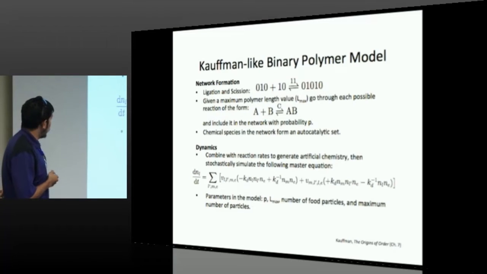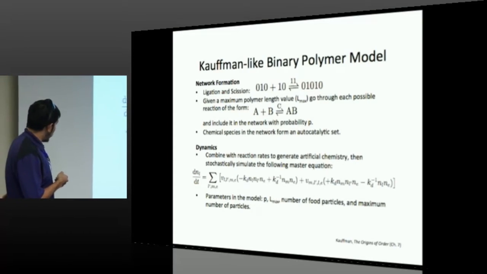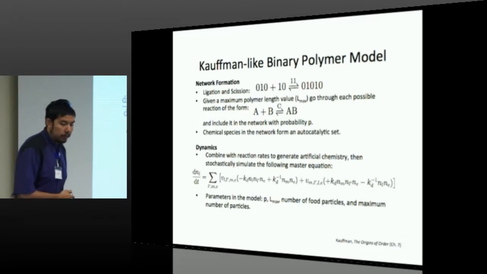And so for dynamics, we take the chemical network that we just made and combine it with reaction rates to generate an artificial chemistry, then stochastically simulate the following master equation. N_L is basically the number of polymers of species L, and all these terms represent the reaction rates of ligation and scission. The parameters in our model are P, Lmax, the number of food particles, and the maximum number of particles that we can have in our system.